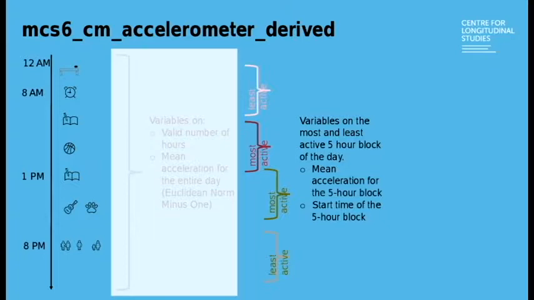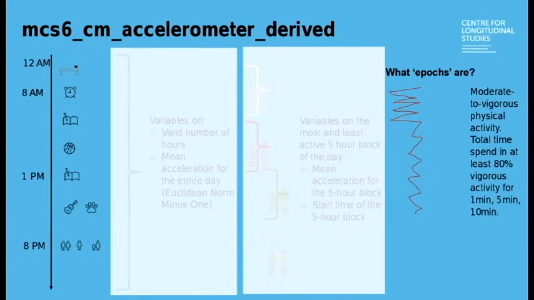So these variables can be helpful to understand most and least active parts of the day, but they cannot provide you with information across the day on acceleration, which the next set of variables provide you. So the acceleration varies throughout the day, and there may be a lot of acceleration for a small period of time, and not that much for other periods of time.